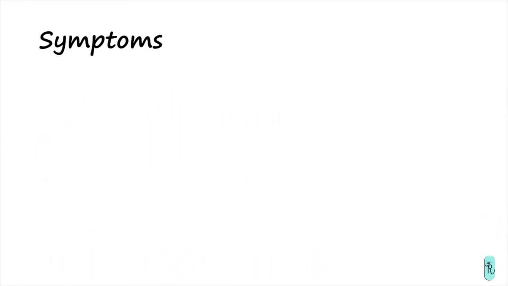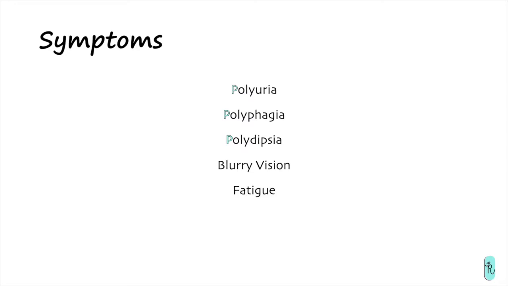Symptoms of diabetes include polyuria or increased urination, polyphagia or increased hunger, and polydipsia or increased thirst. These are commonly known as the 3 Ps of diabetes. Other symptoms include blurry vision, as diabetes is a major preventable cause of blindness, fatigue, weight loss, and slow wound healing.